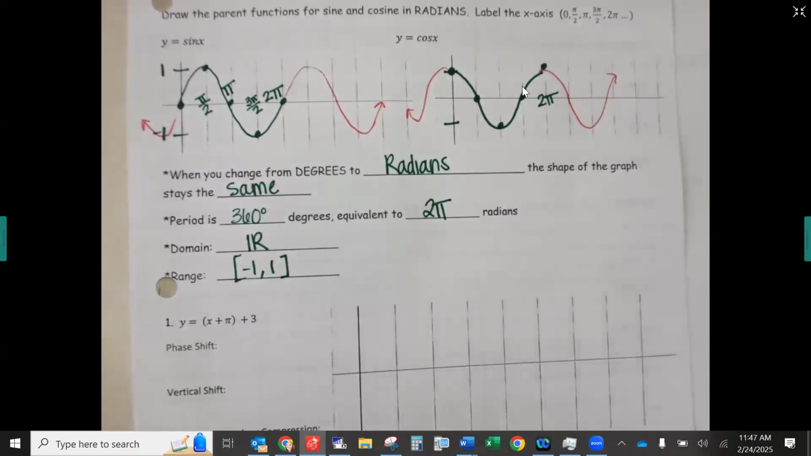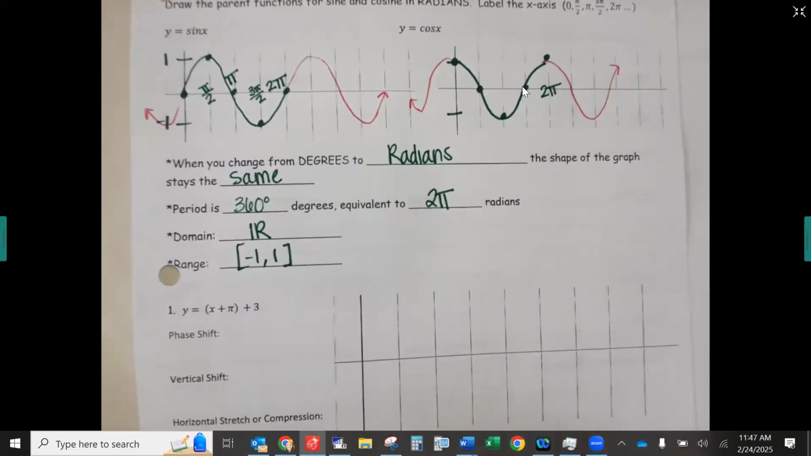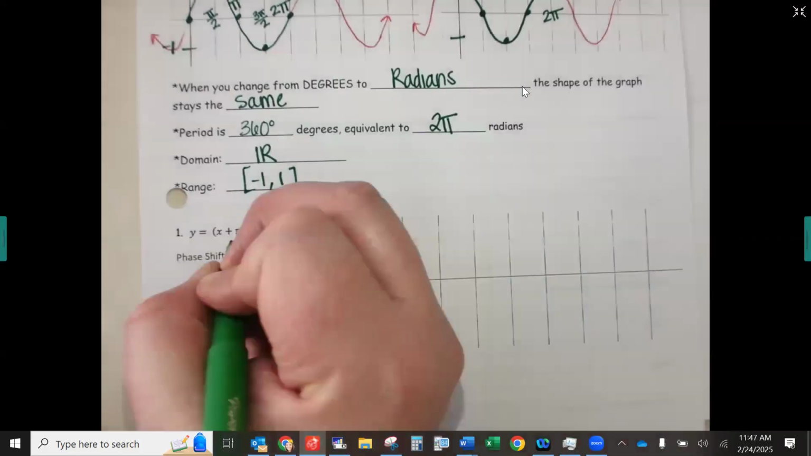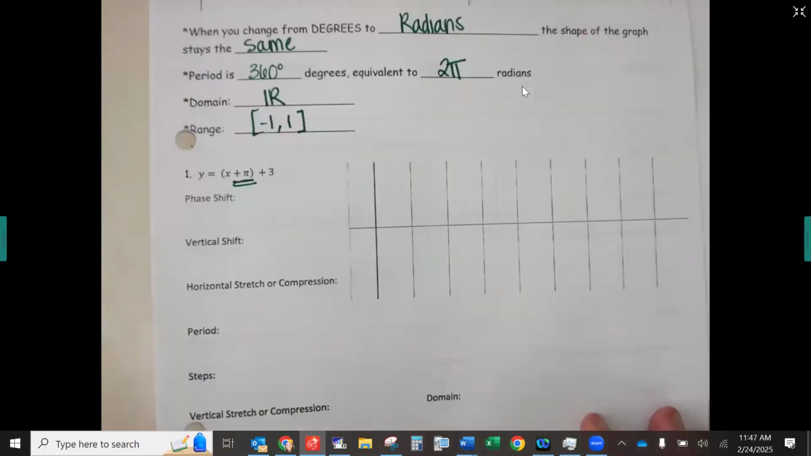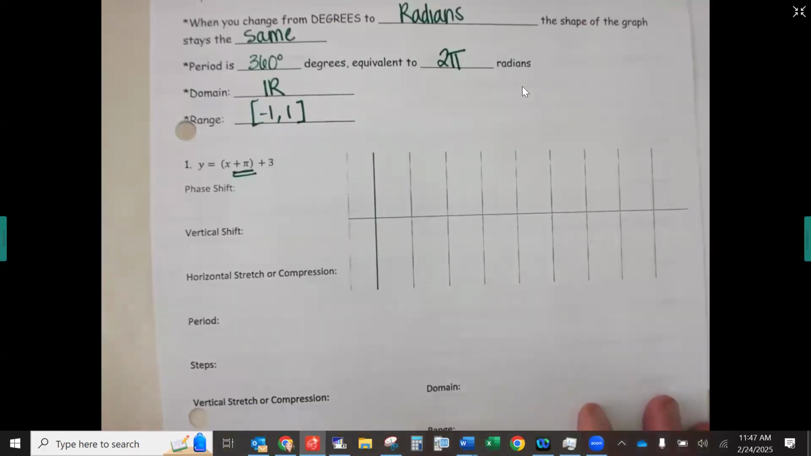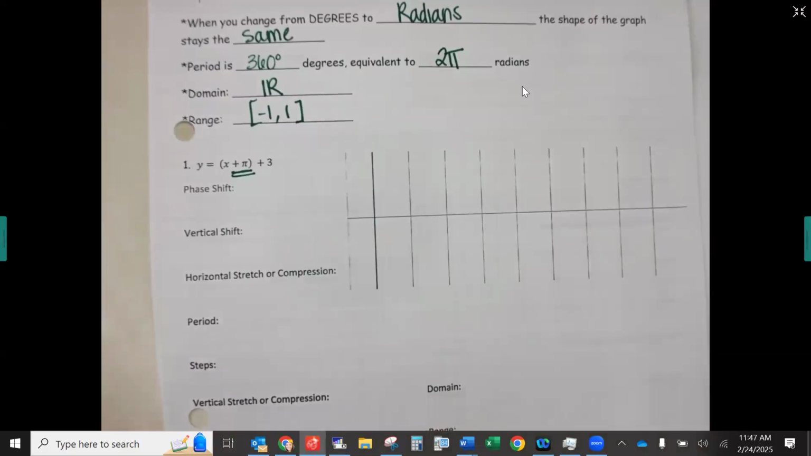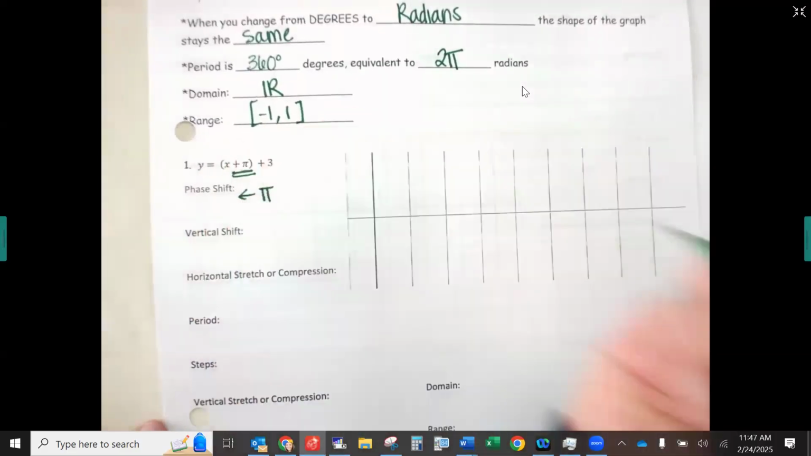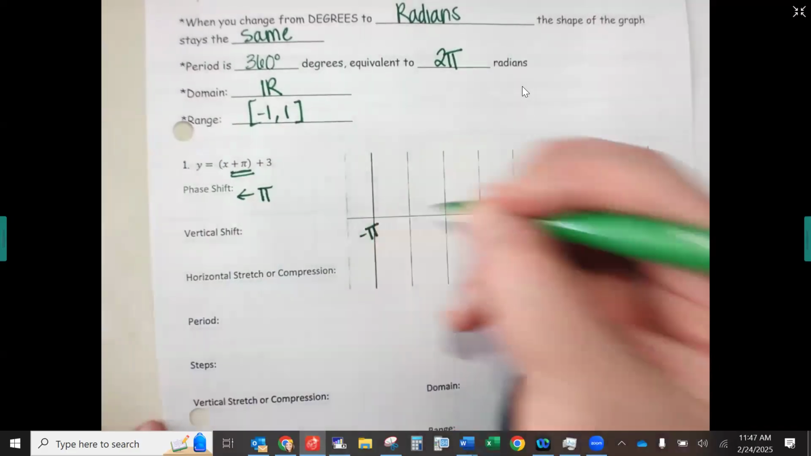All right. So I have x plus pi. Which way does a plus pi shift my graph? Think about what we covered last class. If it's a plus, I really go to the left. So this is going to be to the left pi, which means I'm going to start my graph at -pi.